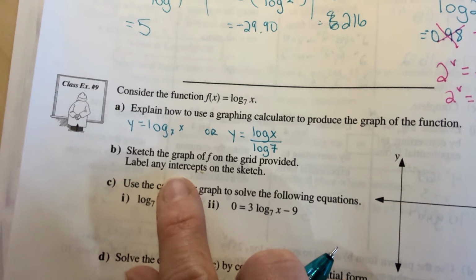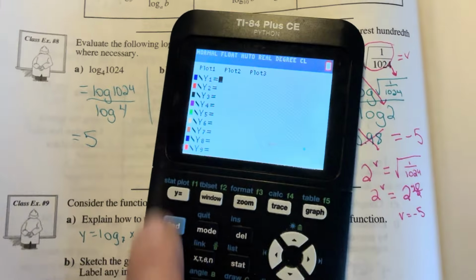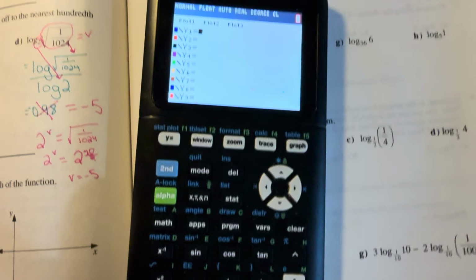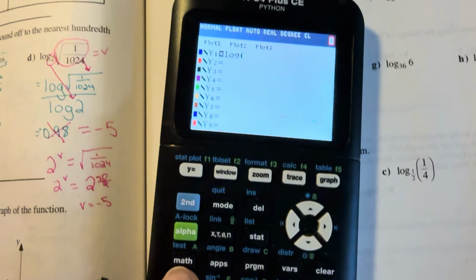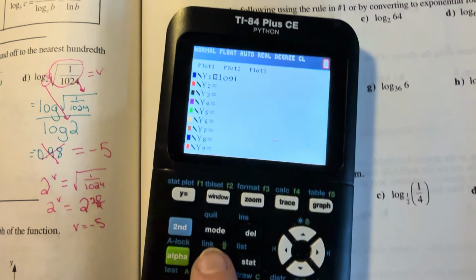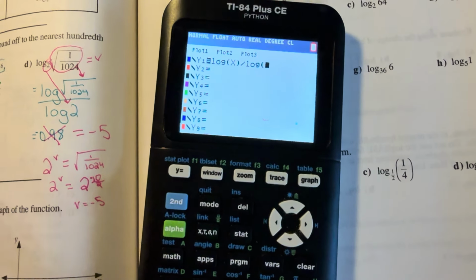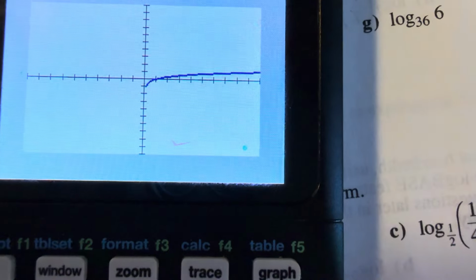Okay, sketch the graph of f on the grid provided, label any intercepts. Okay, so let's go to my y equals, and then we'll do, let's just do, because everybody needs to know how to do this. So log x, how do I do that again? Oh, this one, right. Log x divided by log 7, graph, and there it is.